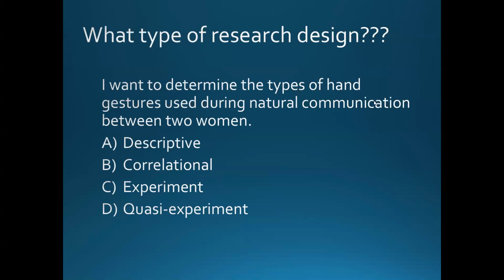If you need me to explain why experiment and quasi-experimental are wrong, I can try and think about it, and you can stay after class and I can explain it. But that's the only thing I can come up with. It's just one variable. It's just descriptive.